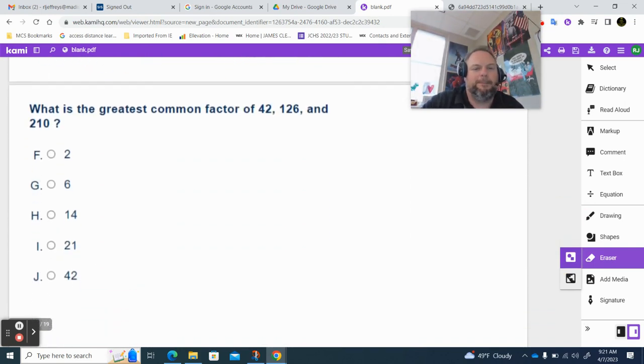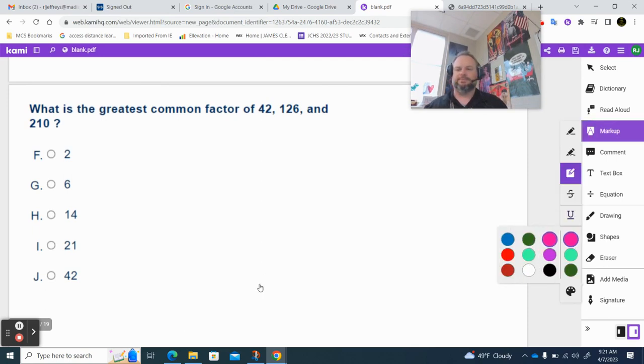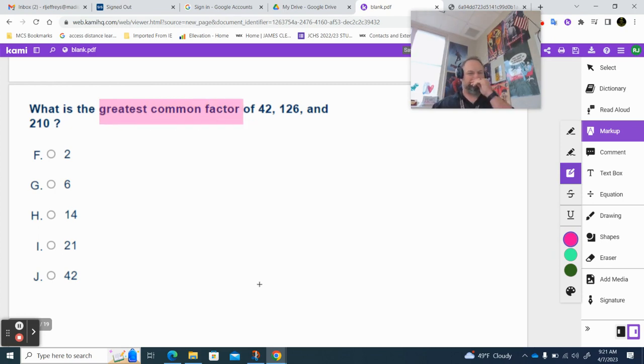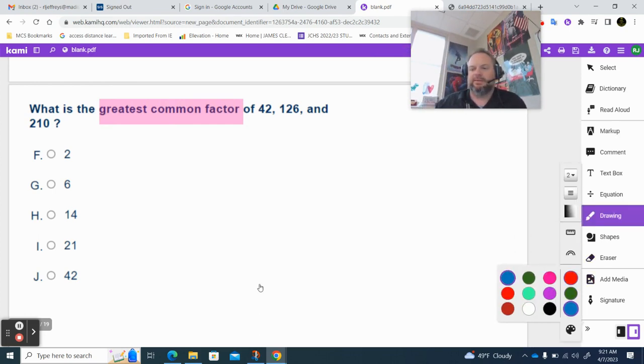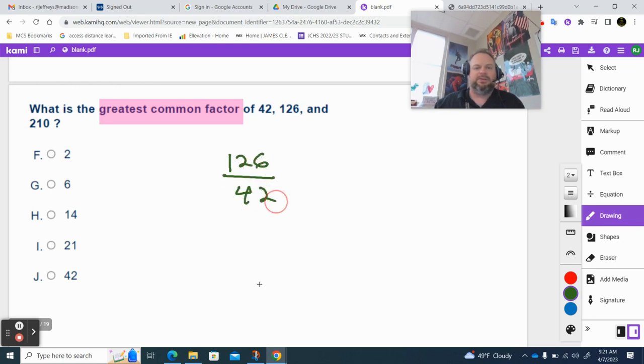Oh, I love this one. Okay. Greatest common factor. All right. We have some big numbers, kind of. Usually, if you have three numbers, this is what I would do. I would see if they are both divisible by the first one. Okay.